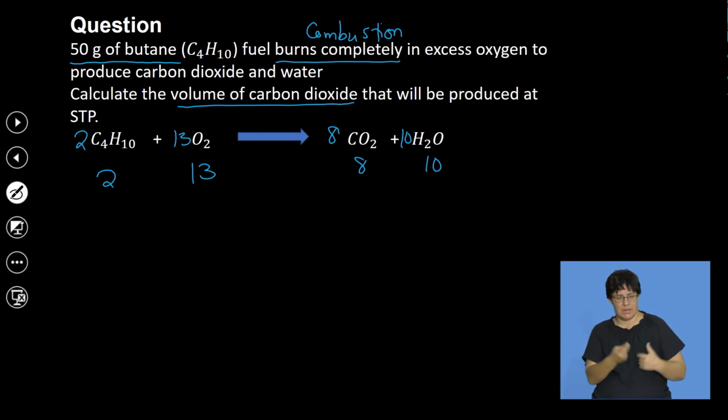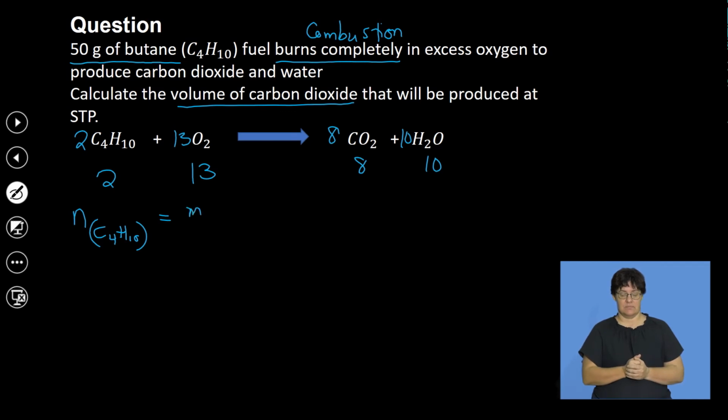So we know that moles of butane, which is C4H10, is actually equal to mass of sample over molar mass, all right? The sample is 50 grams divided by the molar mass of butane. So it's 12 times 4, all right? Which is 48 plus 10, which is 58, right?